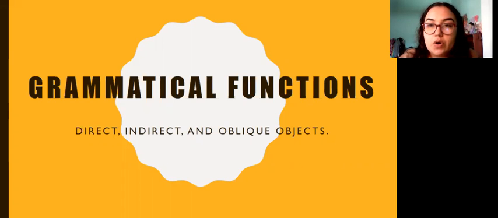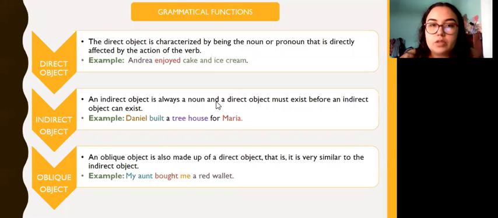In this video, I'm going to talk about grammatical functions with the types of objects, which are the direct objects, indirect objects, and oblique objects. The first object is the direct object. It's a noun or noun phrase that is receiving the action of the verb. The basic structure is subject plus verb plus who or what, which will be the direct object.